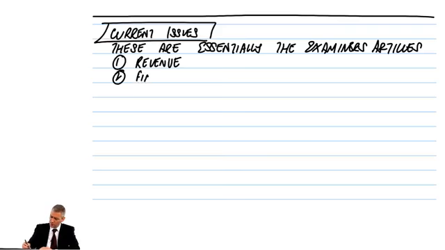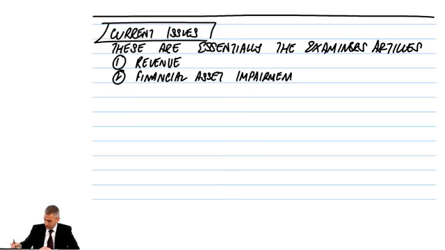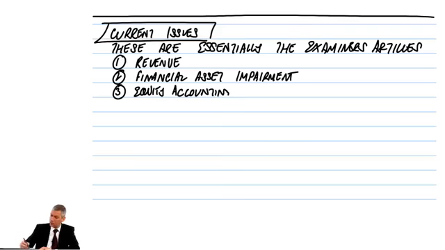2 is financial asset impairment. Bad debts, that one is. 3 is equity accounting. Quite a hard one, that one. 4 is an absolute beauty. It'd be lovely if this one comes up. Change, or what the examiner is calling changes.